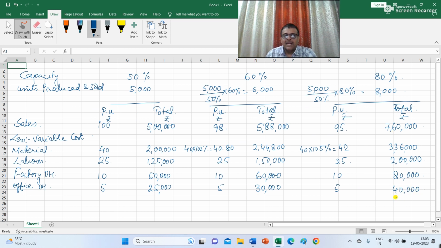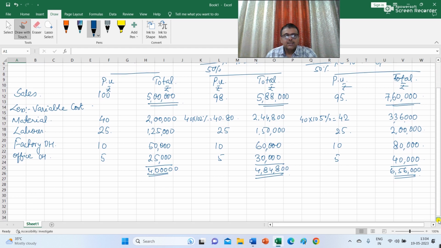So total variable cost at 50% capacity is 4 lakh. Then total variable cost at 60% capacity is 4,84,800. And the total variable cost at 80% capacity is 6,56,000.